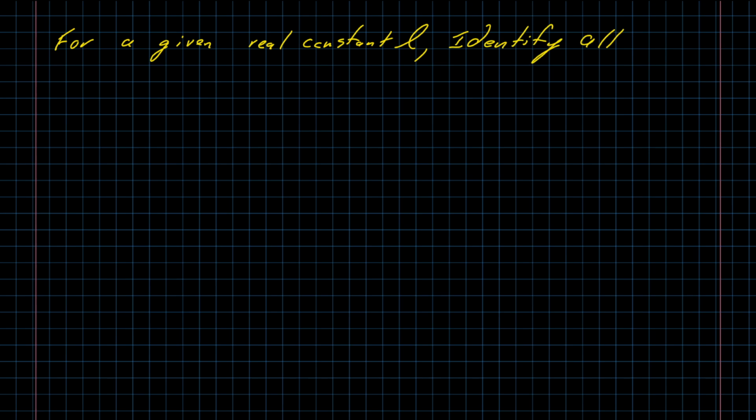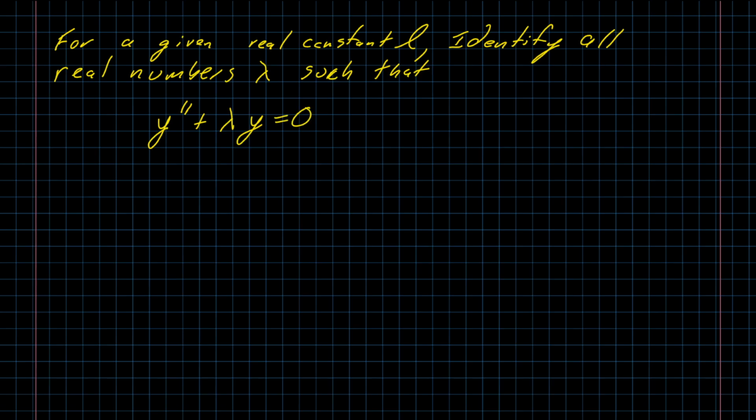The general statement of the eigenvalue problem for boundary value problems is: for a given real constant L, identify all real numbers lambda such that the boundary value problem y double prime plus lambda y equals 0, coupled with the boundary condition y of 0 equals y of L equals 0, has non-trivial solutions.